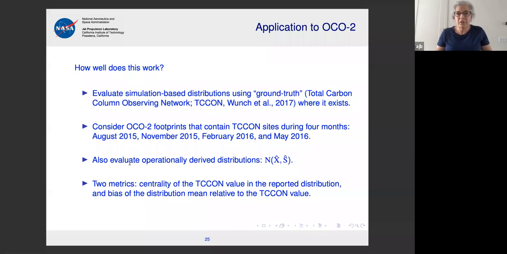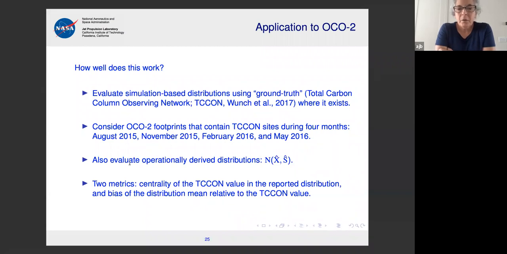So we did this analysis for 4 months from 2015, you can see them there. And while we were at it, we also decided to compare the result of what would happen if you took the Gaussian distribution specified by the operational mean and covariance matrix and evaluated that against the same criteria. And we decided that there would be two criteria, two metrics, the first of which I just basically described, which is how centrally located within our distributions is the actual TCCON value.